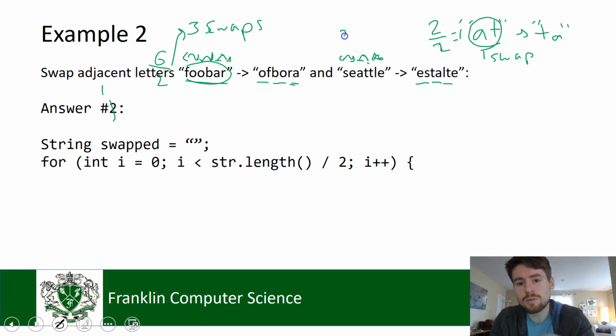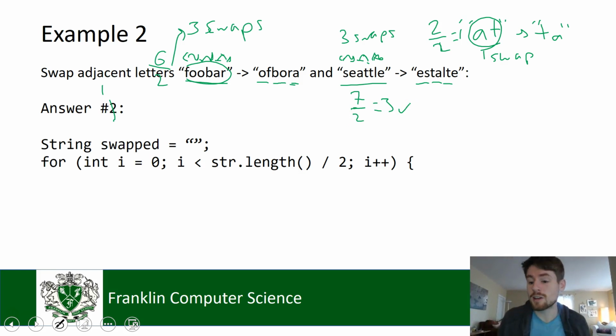Well, we had 3 swaps here. We had 3 swaps, and we've got 7 letters, and 7 divided by 2 is 3. So that in fact does work if we've got an odd number of letters too, because remember, Java throws away the decimal. 7 over 2 is 3. We want 3 swaps, so this is perfect. Okay, so we're starting at 0 and we're going up to string.length divided by 2.